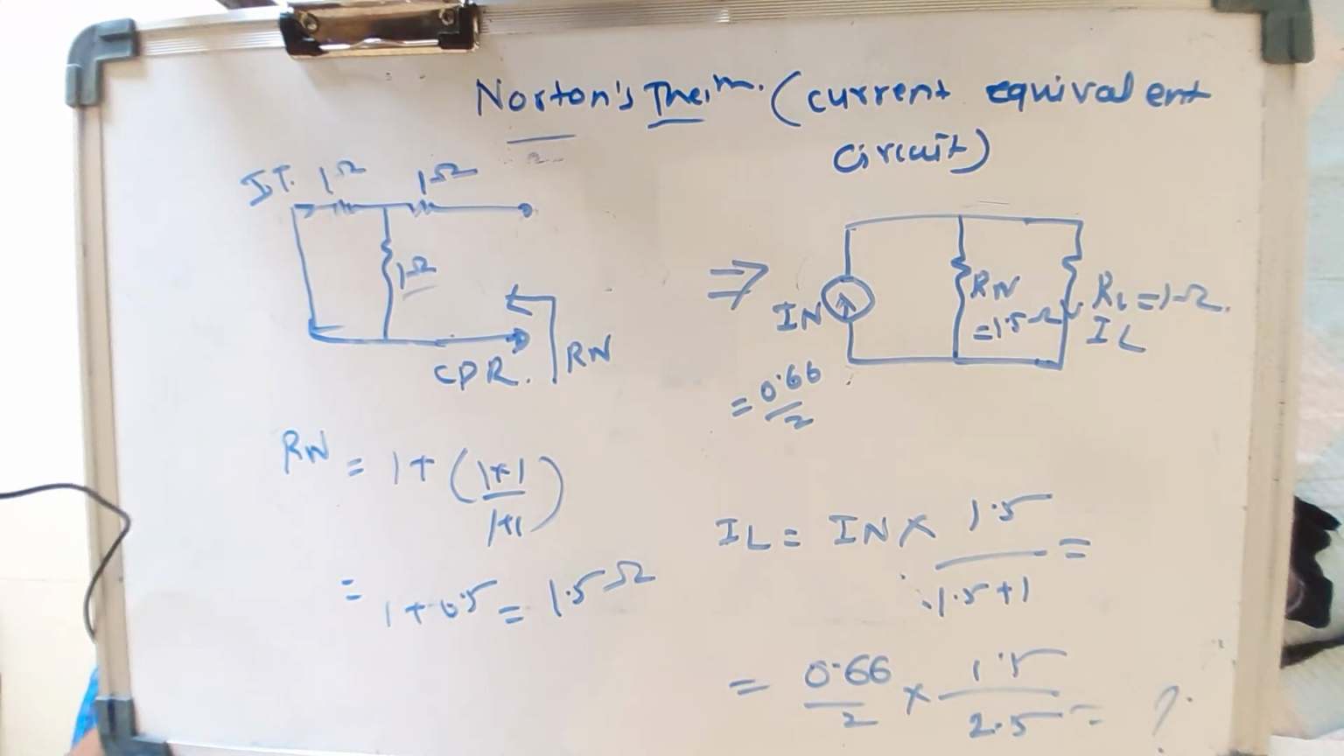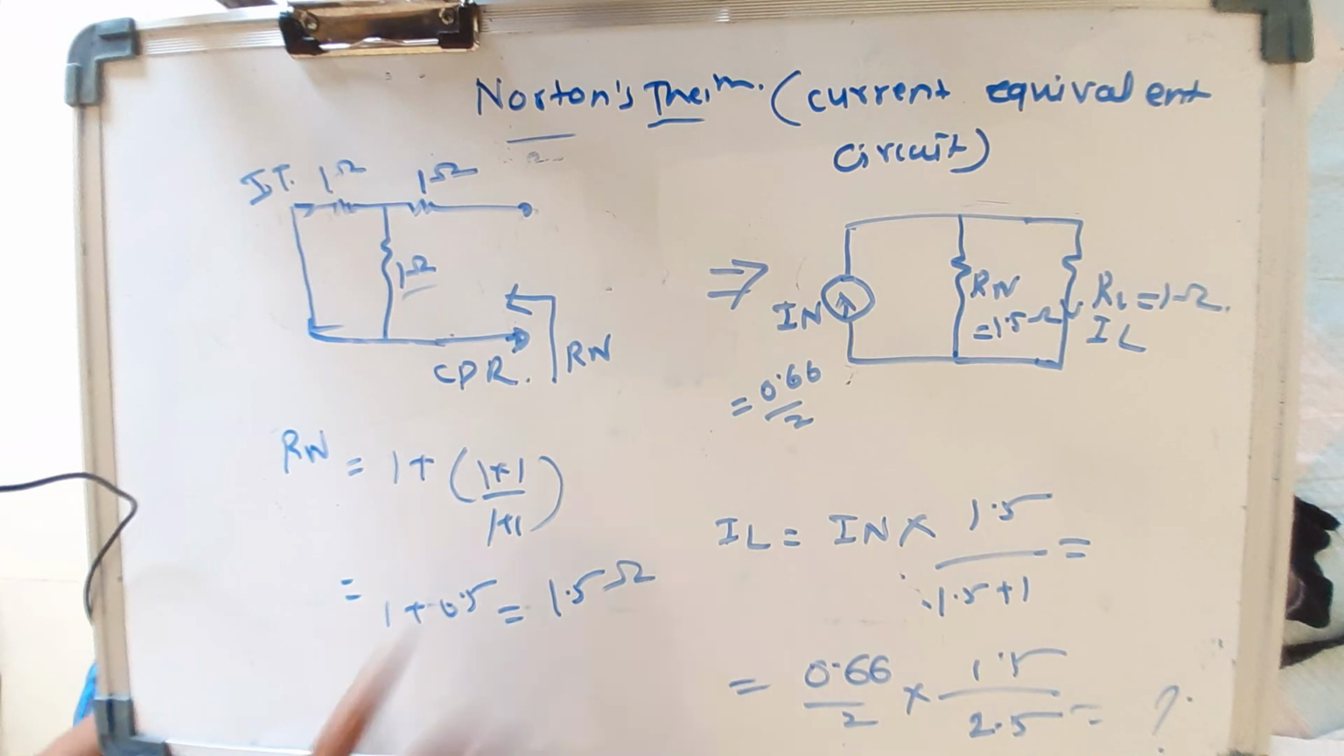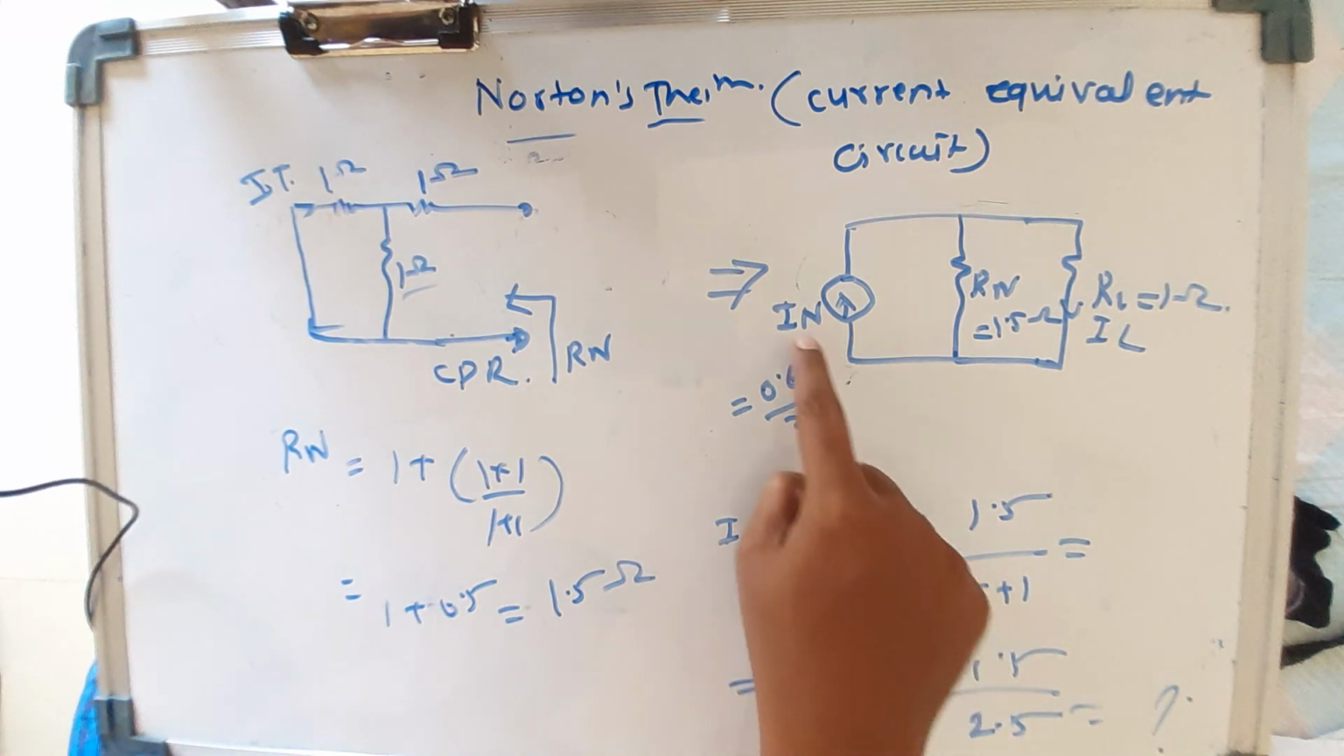So in today's lecture we have to find out Norton's theorem, Norton's equivalent circuit, that is the current equivalent circuit. In Norton's theorem we have to convert the complete circuit into I_N and R_N.